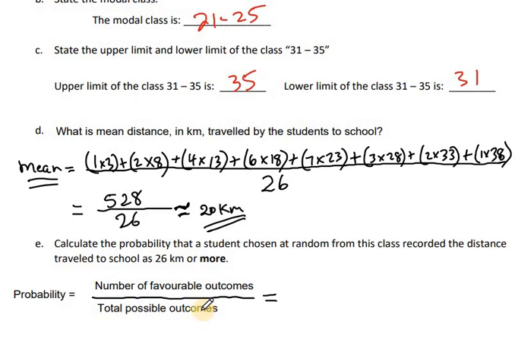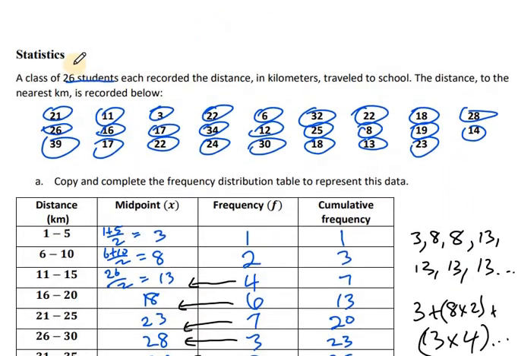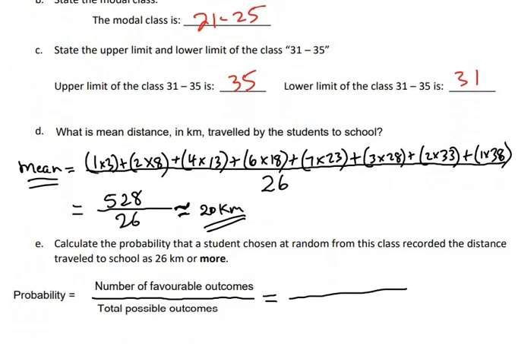the total possible outcome. So if a student was to be chosen at random, it means that it's a possibility that I could pick any one of the 26 students. Because remember, there are 26 students in this class. So there's a possibility you could pick any one of the 26 students. So the total possible outcome would be 26.